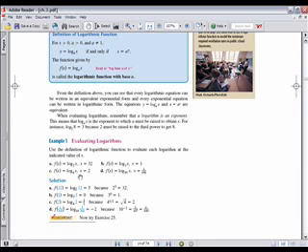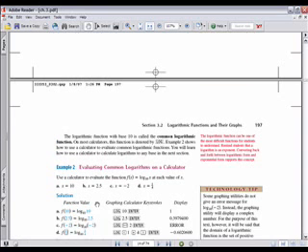Or here we have log the base 4 of 2, and that's saying 4 to what power gives you 2? Well, the square root of 4 is 2, so that's 4 to the 1/2, so we'd have 1/2. And same thing over here, log the base 10 of 1 over 100. 1 over 100 is the same as 10 to the negative 2, so the answer would be negative 2.